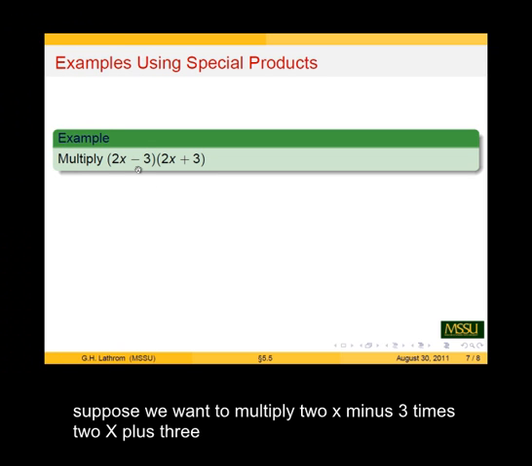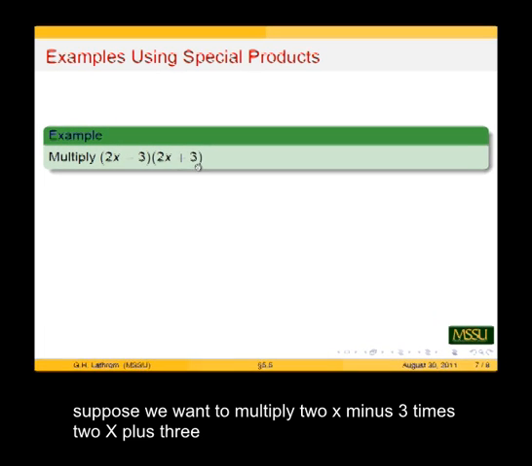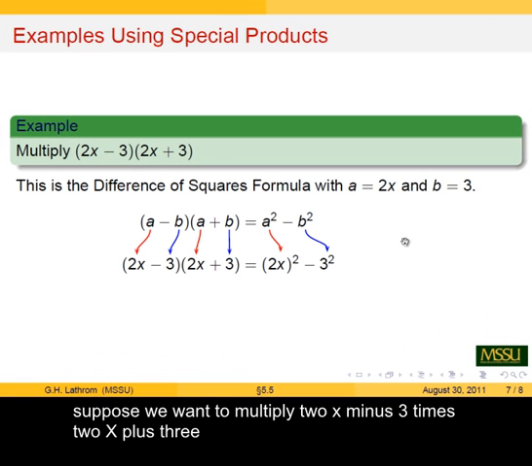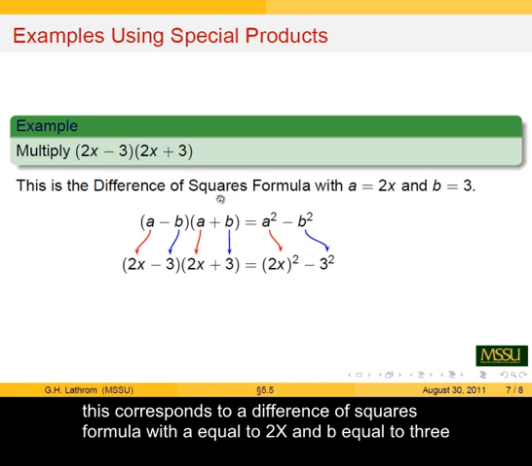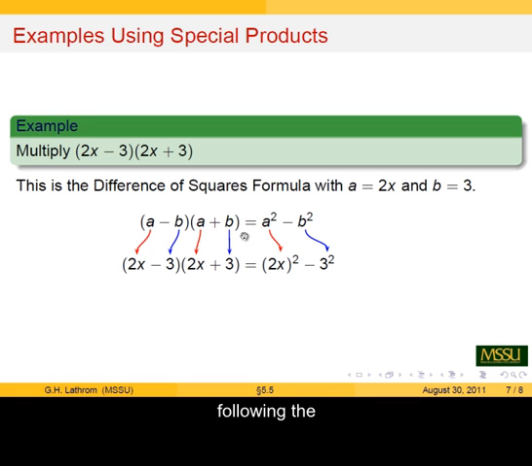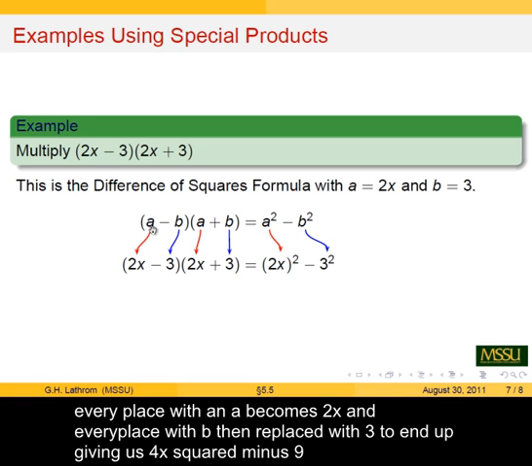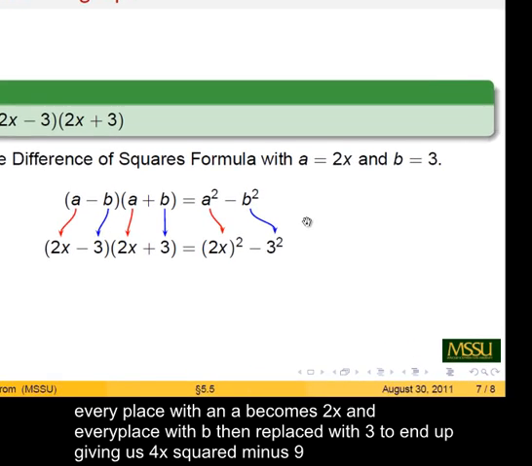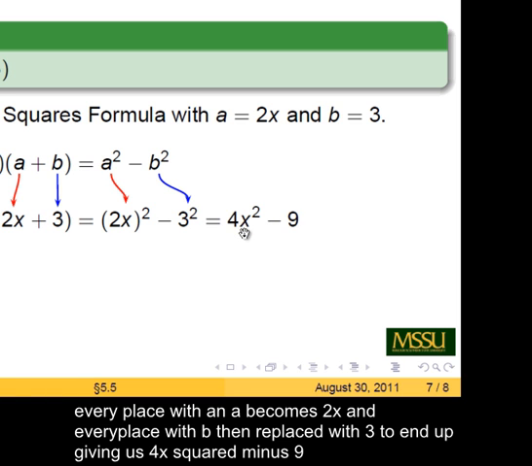Suppose we want to multiply 2x minus 3 times 2x plus 3. This corresponds to a difference of squares formula with a equal to 2x and b equal to 3. Following the difference of squares formula, every place that we have an a, we replace with 2x. Every place with a b, we replace with 3 to end up giving us 4x squared minus 9.